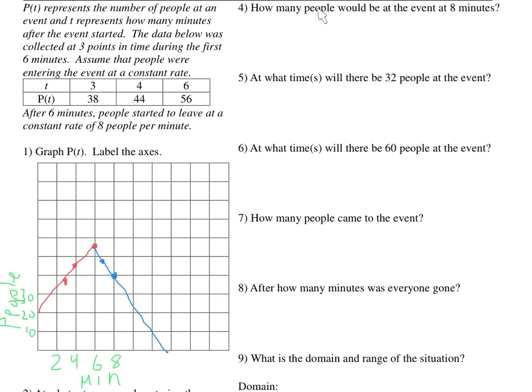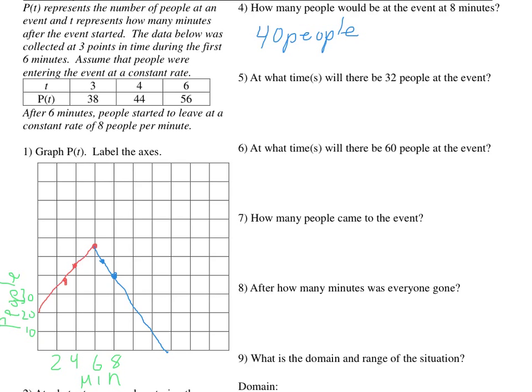Next question, how many people will be at the event at 8 minutes? So 8 minutes is right here. So you can kind of see it right there. Well, actually, if I did my dot right, that looks about 40. Did I do it right? Let's think. If I was at 56 here, and I'm dropping 8, so 56 dropping 8. Okay, yeah, 56 dropping 8 is 48. Drop 8 again, that would be 40. So how many people in 8 minutes? It would be 40 people.